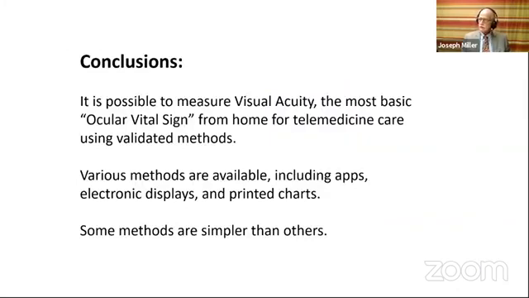So in conclusion, it is possible to measure visual acuity, the most basic ocular vital sign, from home for telemedicine care using validated methods. These methods include apps, electronic displays, and printed charts. Some methods are simpler than others. Some are approachable by download by the patient for their own administration. Others are sent to them by our direction via email.